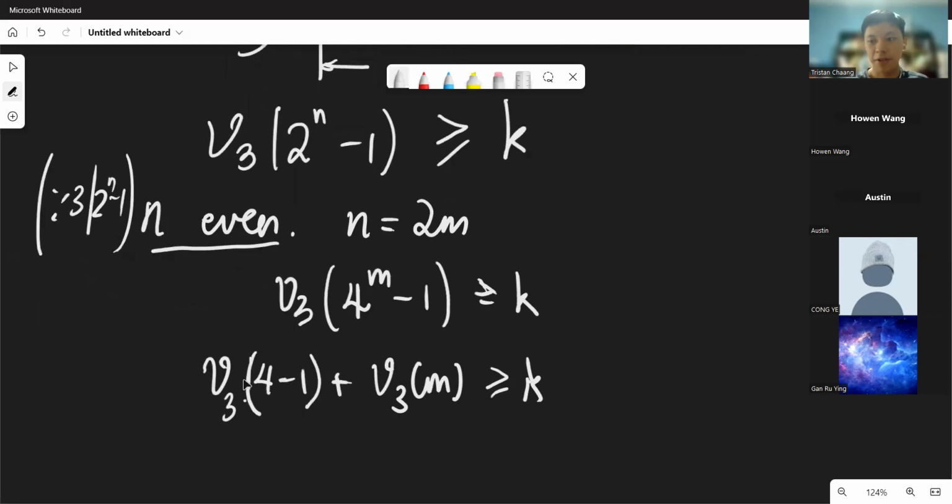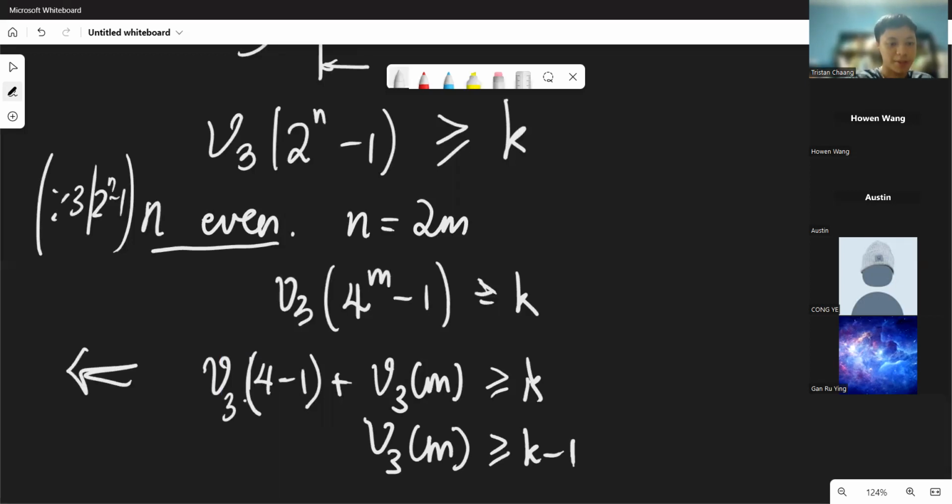Okay, but what's v3 of 3? v3 of 3 is just 1. So this is just v3 of m more than or equal to k minus 1. In fact, these are all if and only if statements, right? So they're all equivalent statements. So we can go backwards. Whatever n satisfies this last property must satisfy the first property.